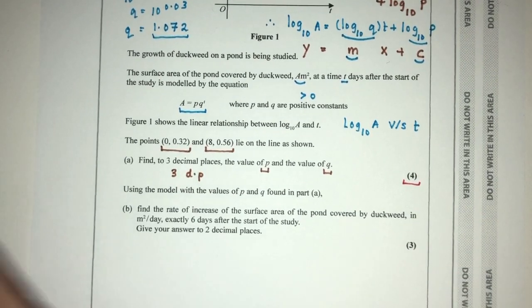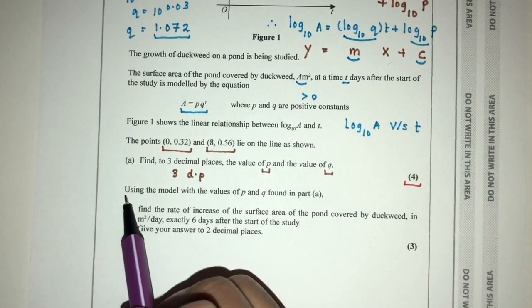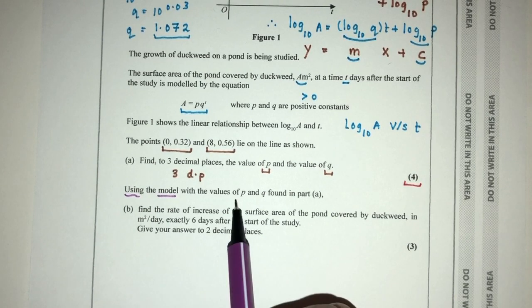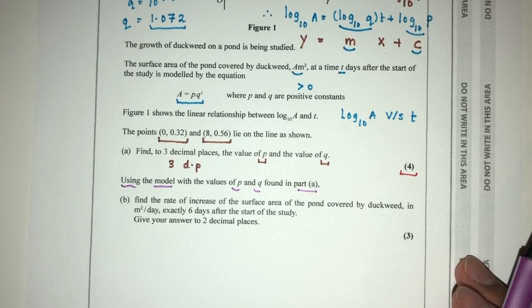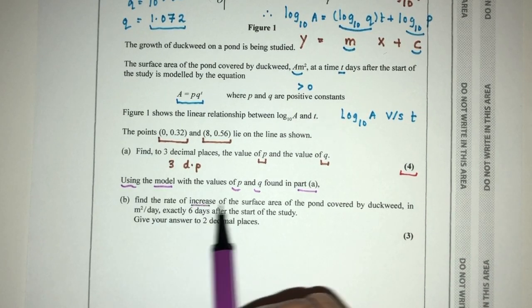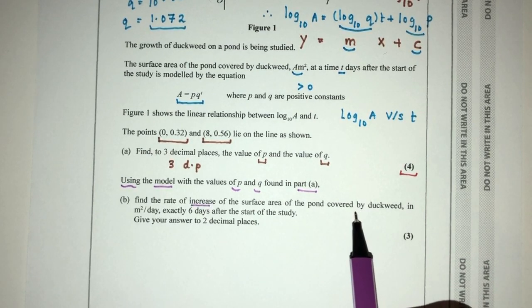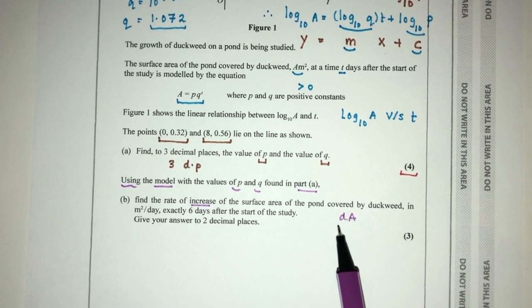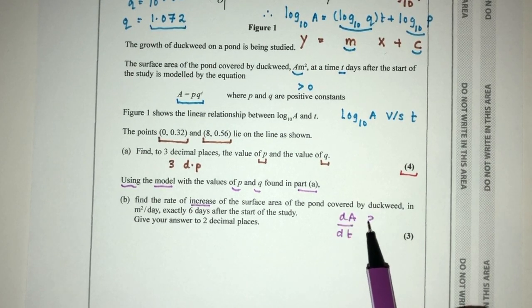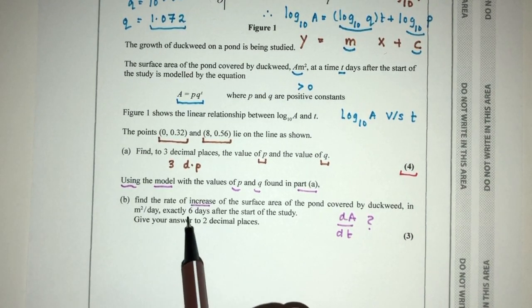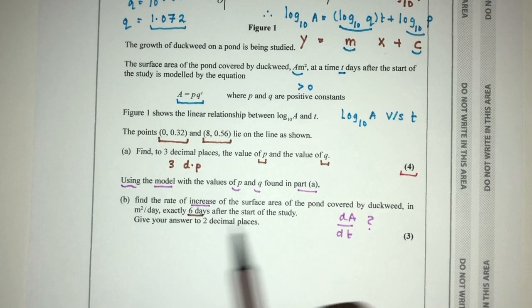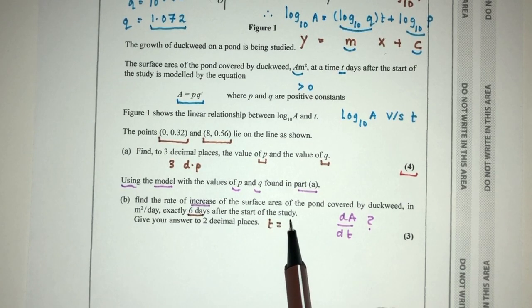Now for part B, as you can see here, using the model with the values of p and q found in part A, we have to find the rate of increase of the area covered by ductwork. So we have to find dA by dt, the rate of increase of the area, in meters square per day, exactly 6 days after the study, so basically at time t equal to 6.